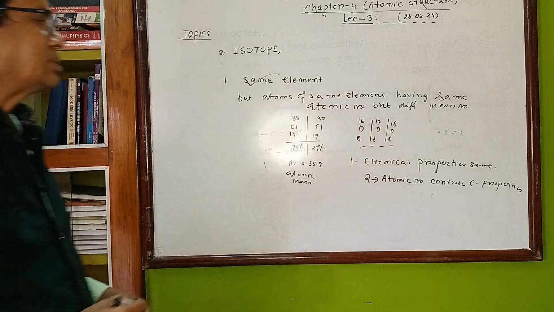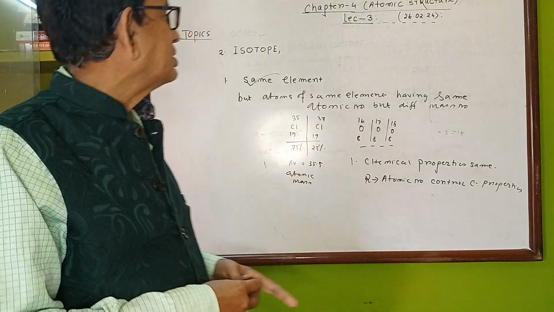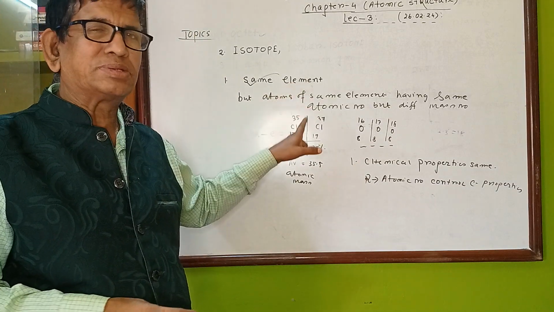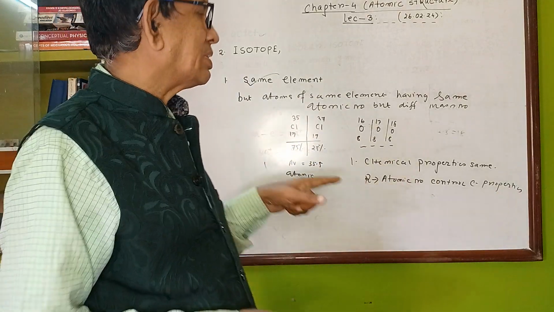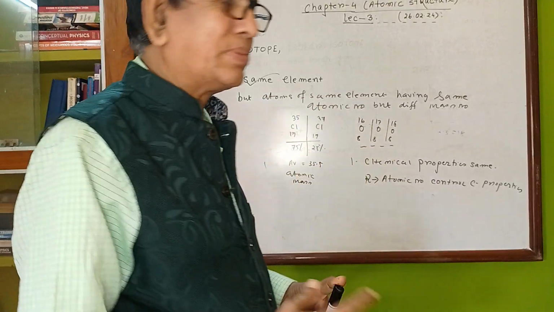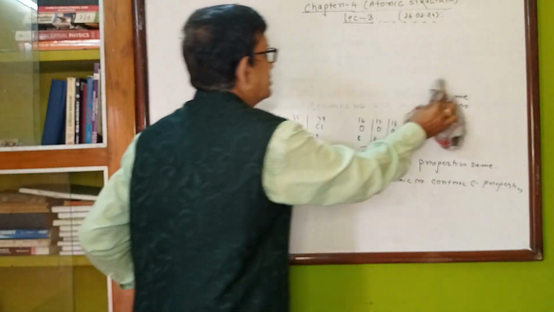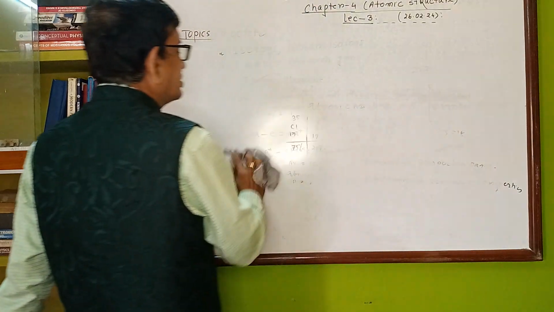Clear? So this is the number. In exam it will come for 2 or 3 marks. So when it comes for 2 or 3 marks, you give the definition, give an example, and tell that the chemical properties are the same because their atomic number is the same and electronic configuration is the same. Now I am coming after isotope to isobar. Only definition and example will come for isobar.